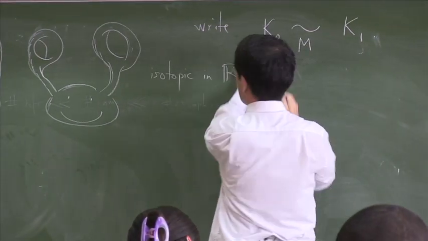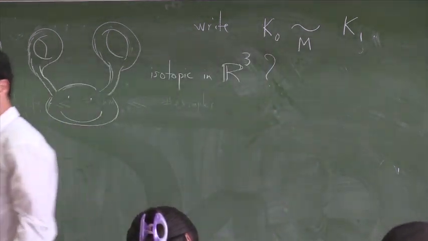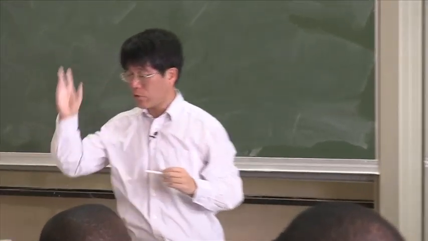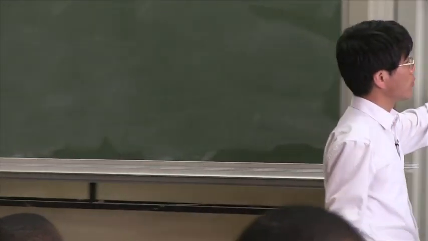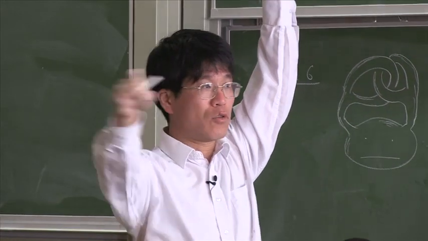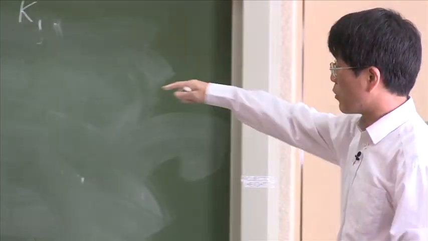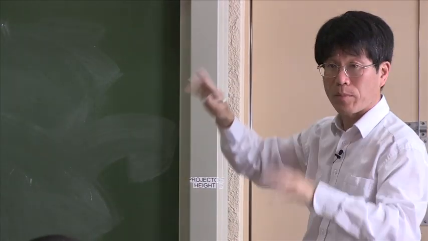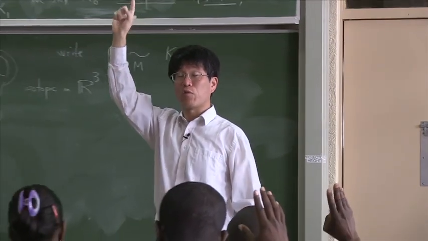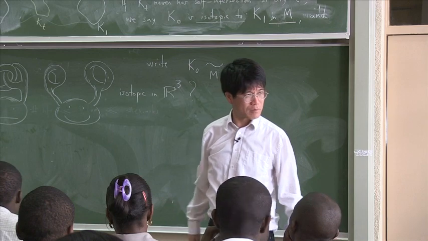So 6 is enough. Question, can you do this isotopy in dimension 3? Let's take a vote. In dimension 3, so in our space, who thinks that it's possible to isotope this to this or this to this in dimension 3? Please raise your hands. Two people only? Okay, Sanja in the corner. And who thinks that they are not isotopic in R3? You have to vote for one or the other. Who's too shy to vote?